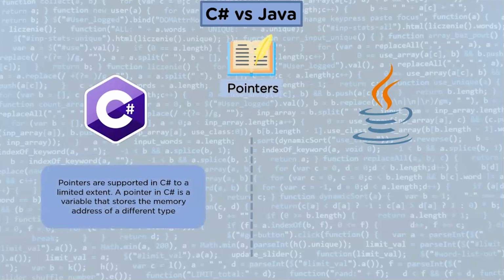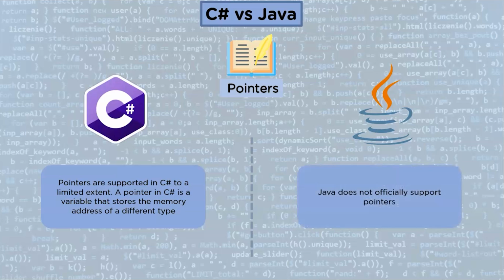Pointers. Pointers are supported in C Sharp to a limited extent. A pointer in C Sharp is a variable that stores the memory address of a different data type, whereas Java does not officially support pointers.